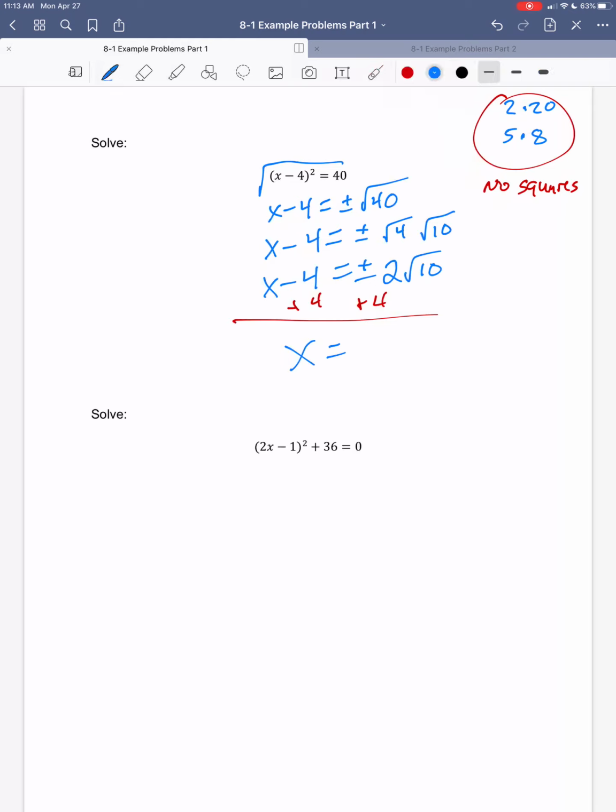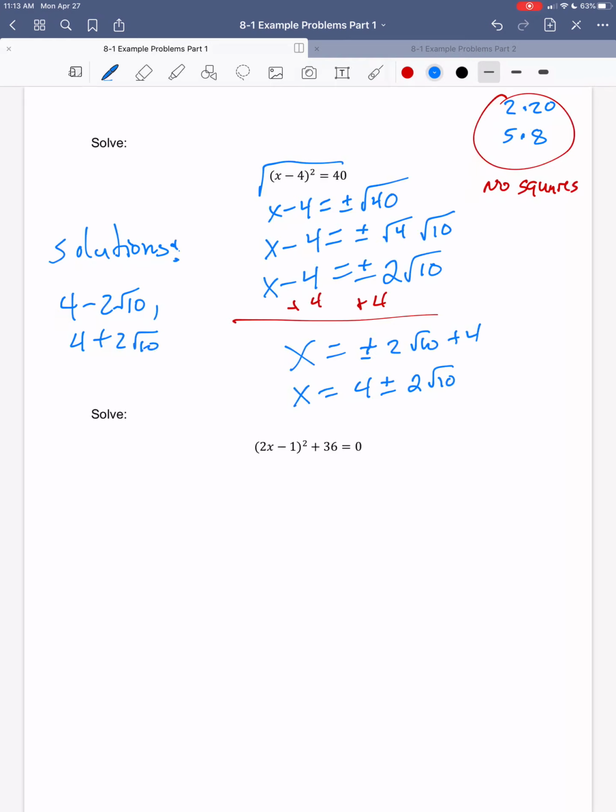I'd probably put the 4 first. I mean, if you wanted, you could write it this way. But most people would say 4 plus or minus 2 square root of 10. Again, there's no way of putting these together. So for my solutions, we would have 4 minus 2 square root of 10 and 4 plus 2 square root of 10.